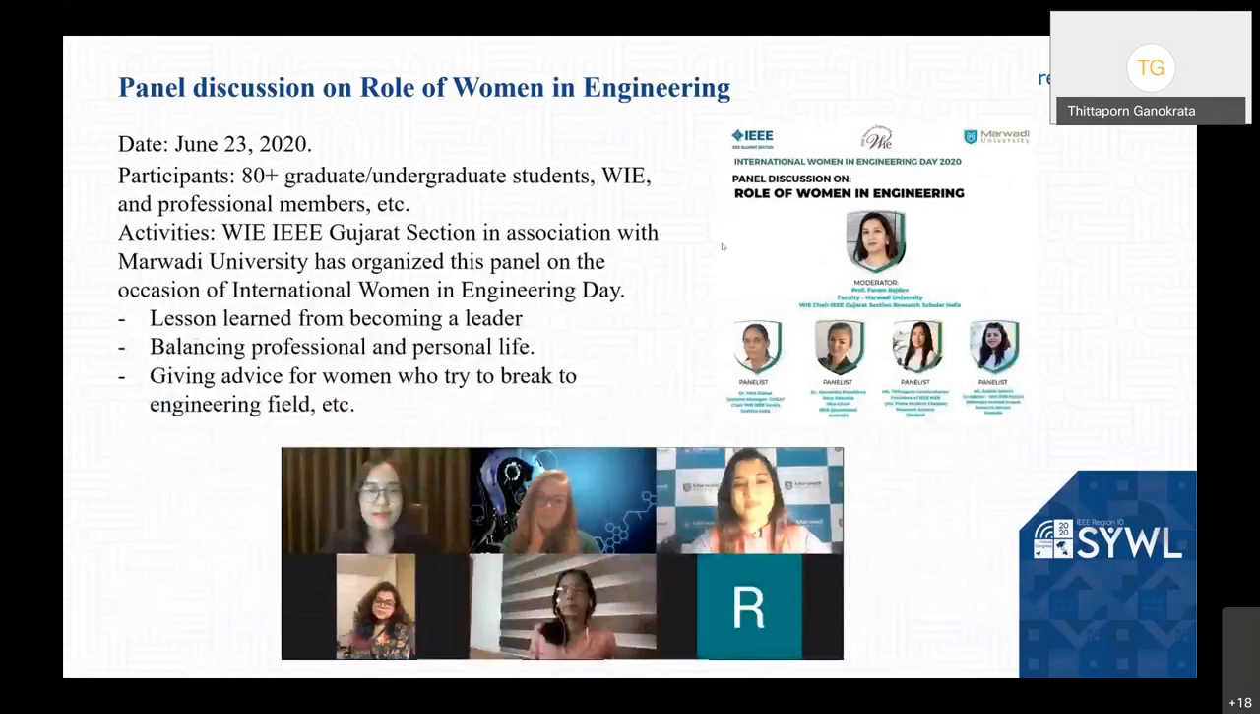Next is the panel discussion on the role of women in engineering. So this one, WIE, IEEE Gujarat section in association with Madhavi University, has organized this panel on the occasion of International Women in Engineering Day. So this one is really motivating and inspiring for women who try to become an engineer or who try to break into this research area.